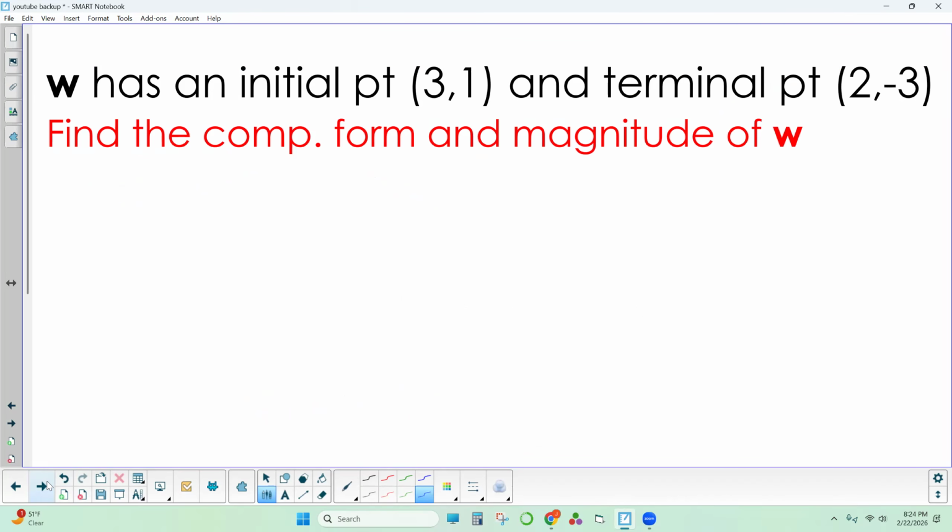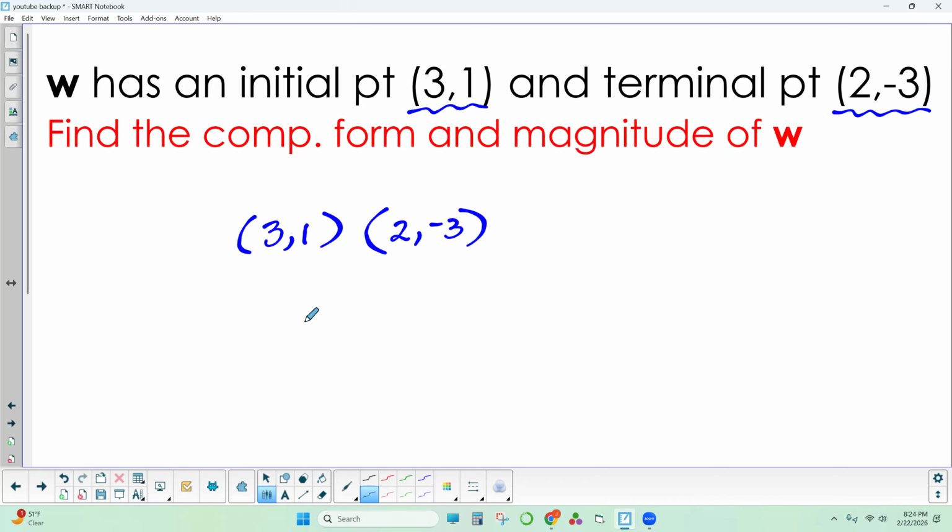All right. So in this example, it says W has an initial point at (3, 1) and a terminal point at (2, -3). So initial point would be where we start, and the terminal point would be where the vector ends. All right. It says find the component form and the magnitude of W.